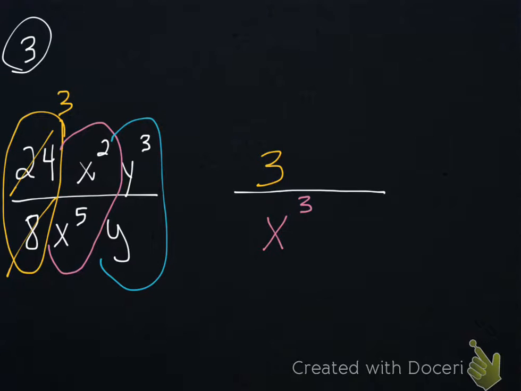Now the y's. y cubed on top, y to the first in the bottom. 3 minus 1 is 2. So I have 3y squared divided by x squared.